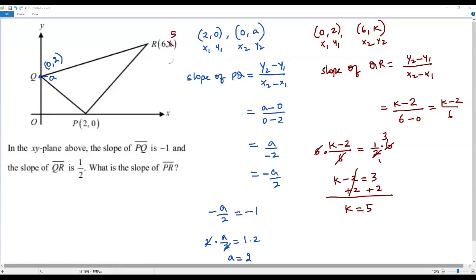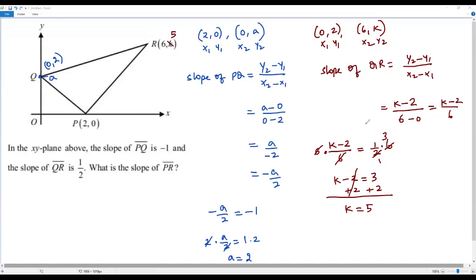Okay, now our aim is to find the slope of the line segment PR. Actually, the point R was incomplete because there was an unknown constant K, but now we got the value of that unknown constant K, that is 5. Okay, now both the points P and R are complete, that is here the point P 2, 0 and here R 6, 5. So none of the coordinates is unknown. Okay, now using these 2 points P of 2, 0 and R of 6, 5, we can get the slope of the line segment PR using the same formula, y2 minus y1 divided by x2 minus x1.